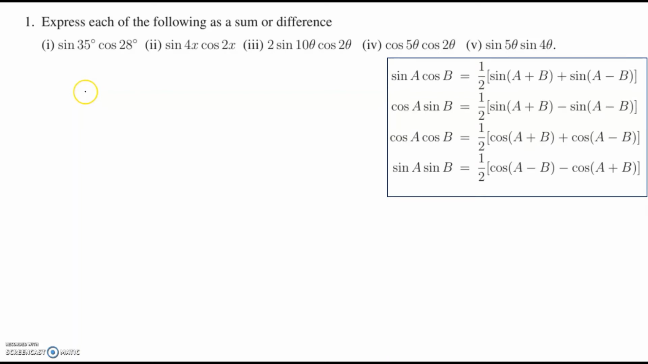In this video, we will solve problems from exercise 3.6. Question number 1. Express each of the following as a sum or difference.